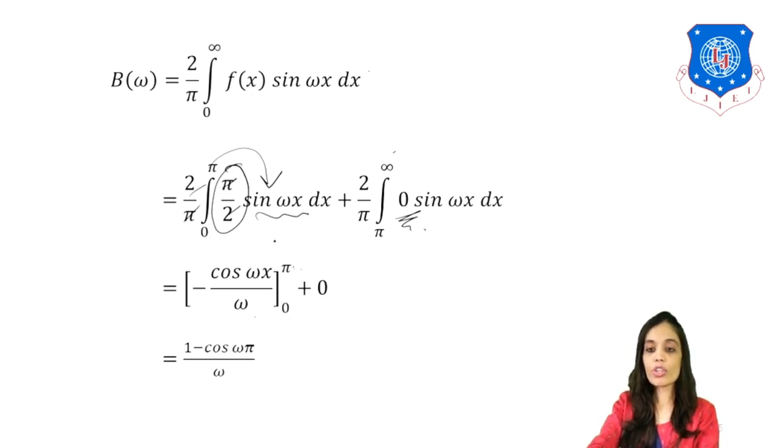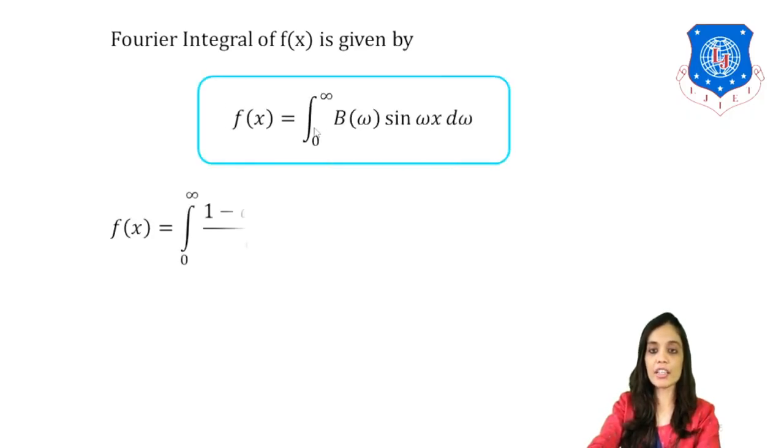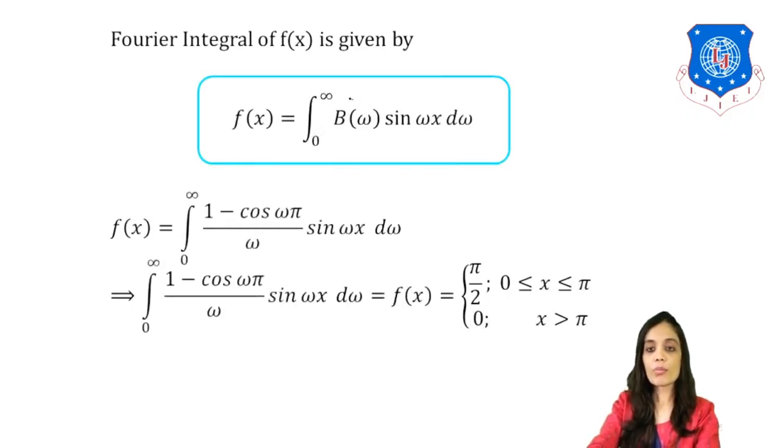So if you put pi, it will be minus cos omega pi. Now minus and this minus, so plus, if you put 0, cos 0 will be 1 upon omega. So the final answer of our b(omega) is (1 minus cos omega pi) upon omega. So now let us put this value in our Fourier sine integral, right? So in this, put b(omega) as (1 minus cos omega pi) upon omega.